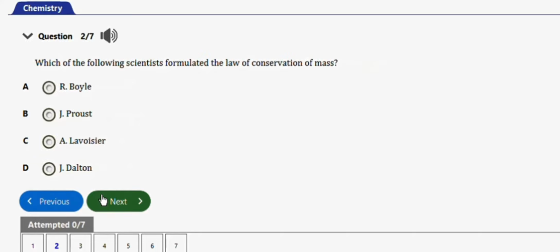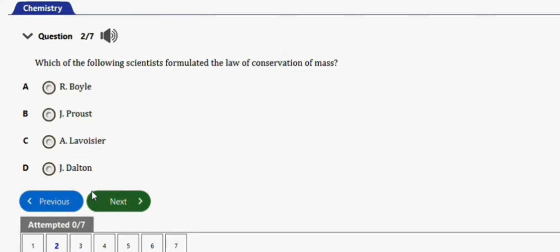Next repeated question will be this one. It says which of the following scientists formulated the law of conservation of mass. So it's not Boyle, you know that one. So is this option C? This sounds like a French name. A, Lavoisier sounds like a French name, and that's the answer to this question.